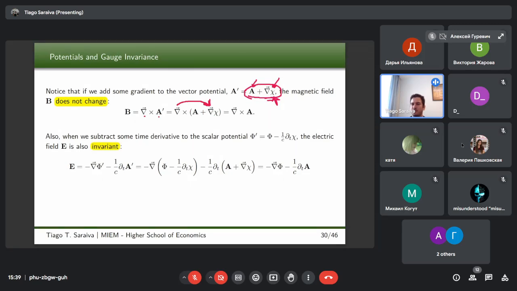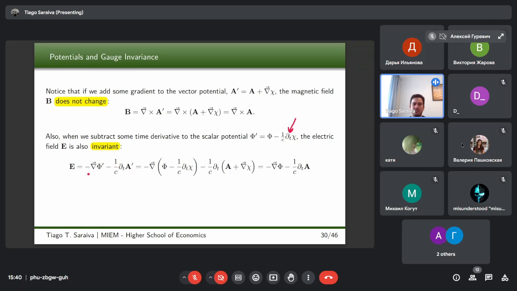Because of the vector property that the rotor of a gradient is always 0, this term doesn't affect the magnetic field. You always have the same B, okay? So the magnetic field is invariant under gauge transformations. Also, when we subtract a derivative of the scalar potential, if you add minus 1 over c times the time derivative of chi like this, the electric field is also invariant.